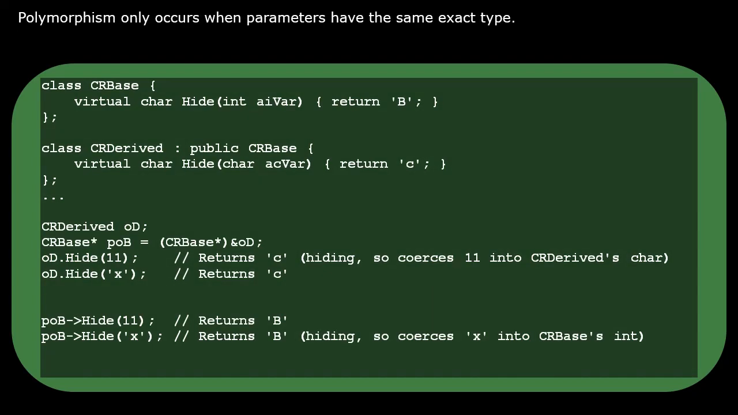Hiding is still taking place even when you're dealing with a pointer to the base class. Now, passing a character parameter cannot call the char function because of the hiding. Even though we've programmed these functions using the virtual keyword, polymorphism does not take place here. Polymorphism only occurs when the parameters have the same exact type. So in this case, that character parameter will get coerced into an int.